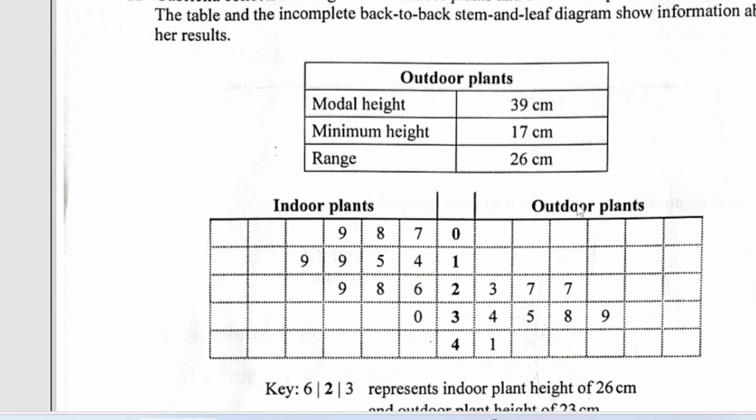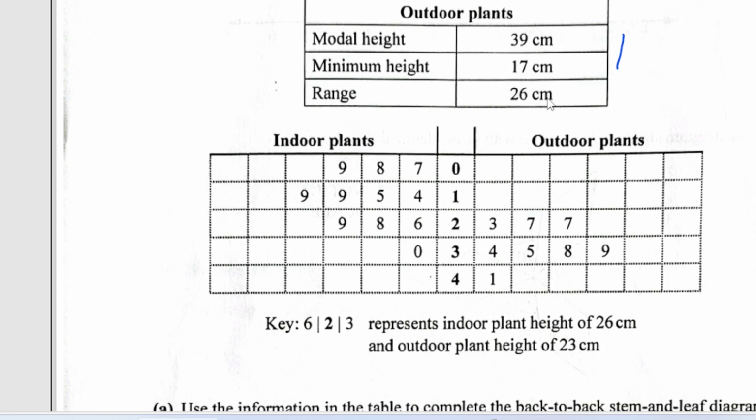Now number 11, Gabriela collects the heights of 11 indoor plants and 12 outdoor plants. The table and the incomplete back to back stem and leaf diagram show information about her results. The information about outdoor plants is given over here. So we have indoor plants on this side and outdoor plants on the other side, right?